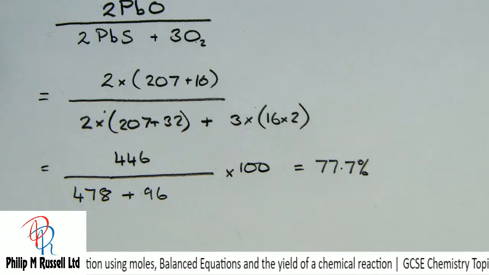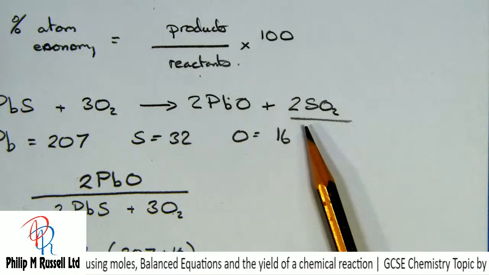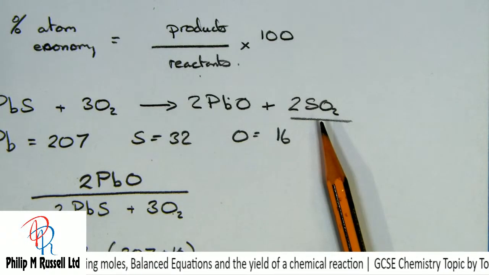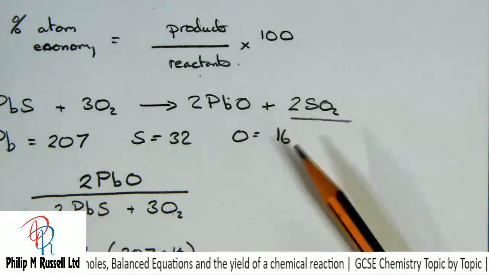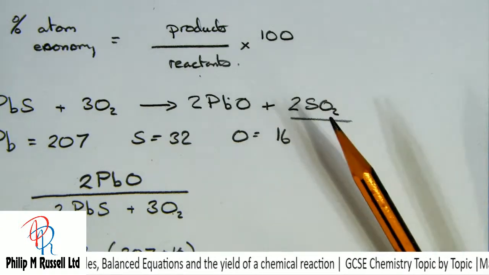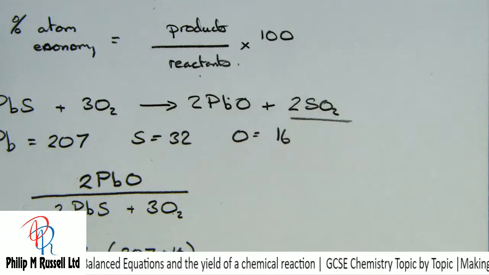So this stuff here, sulfur dioxide, is just given off in this production. This gas is a serious pollution threat, causes acid rain and causes all types of problems.